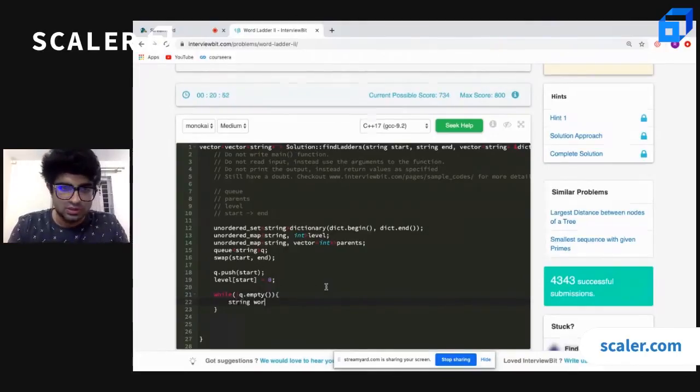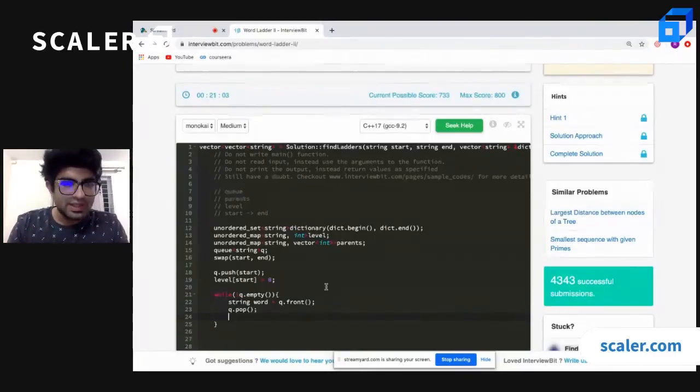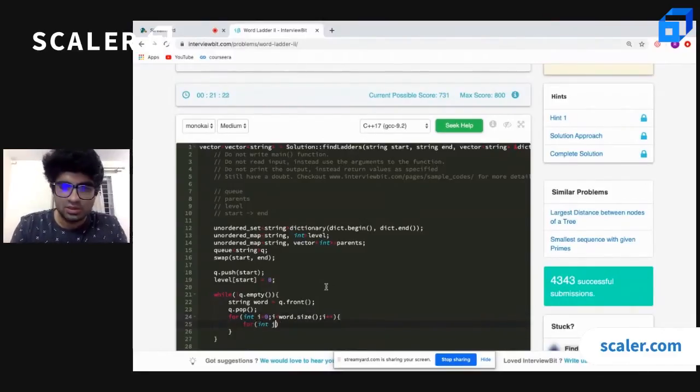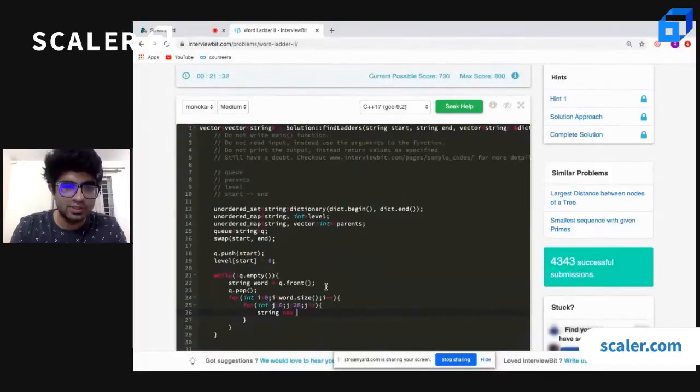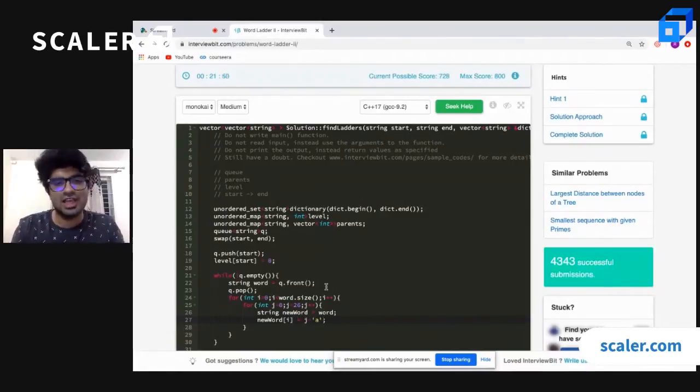Now I need to apply my simple BFS, and it is something like this. I first take out the element from the queue and pop that element from the queue as well. Then for each word, as I explained how the transformation will be, it will go through all positions. Let's say I create a new word equal to my actual word, and I modify the ith character of it with first A, then B, then C. That's what I'm doing.